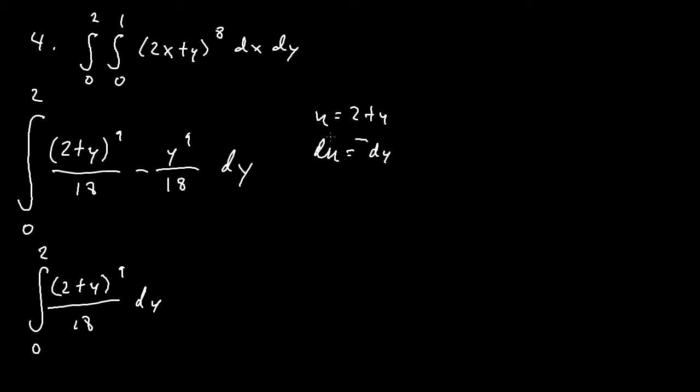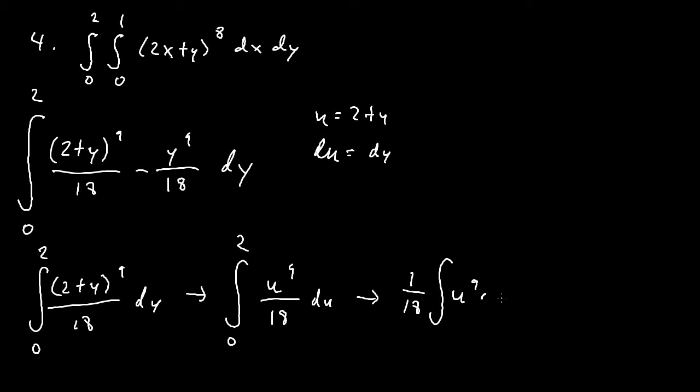So when I do u substitution here, I'm just going to replace 2 plus y with u, so we get the integral from 0 to 2 of u to the 9th over 18. And then we have dy, which is equal to du. Now 1 over 18 is a constant, so we can say 1 over 18 times the integral of u to the 9th du. And so the integral of u to the 9th is just u to the 10th over 10.